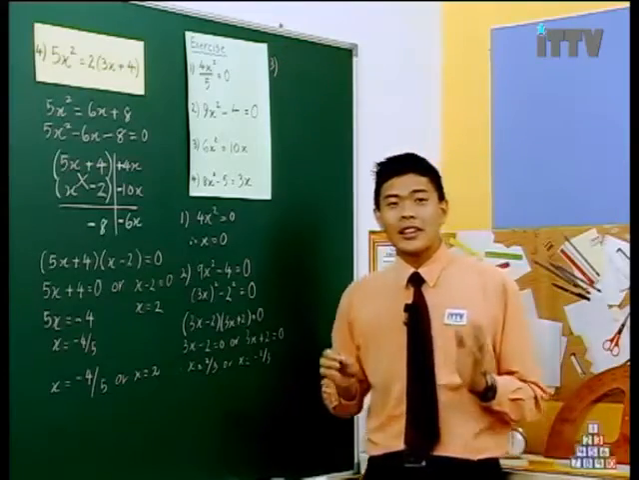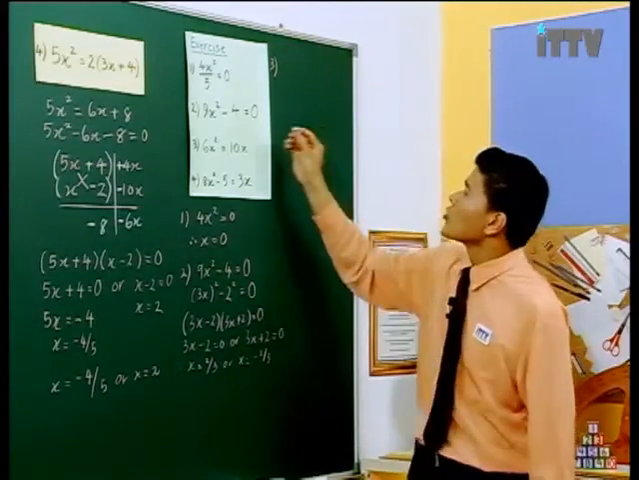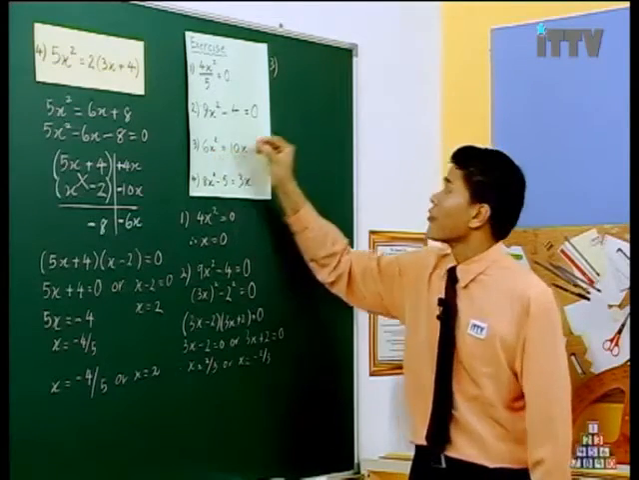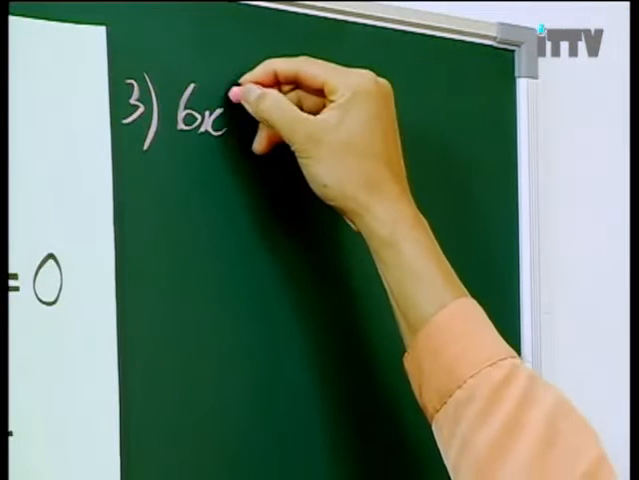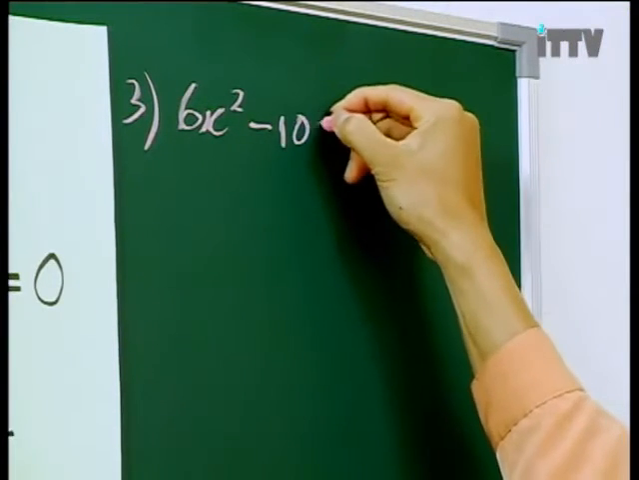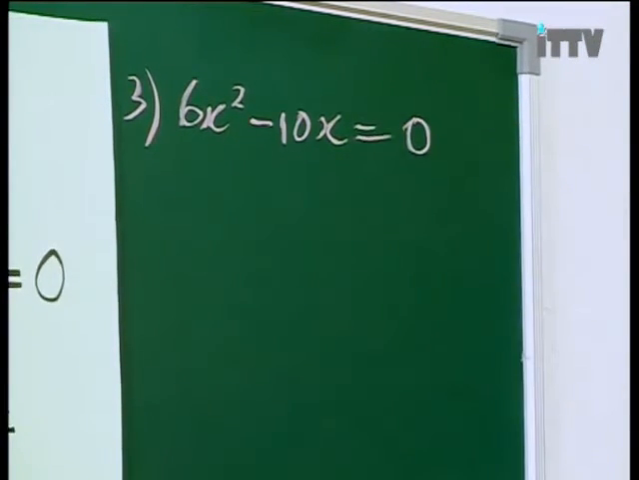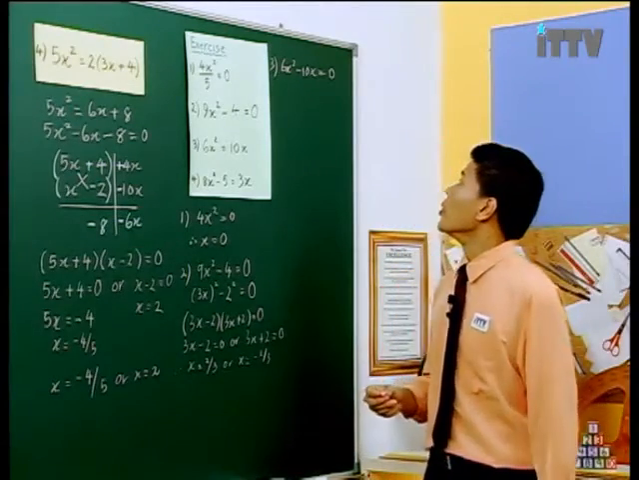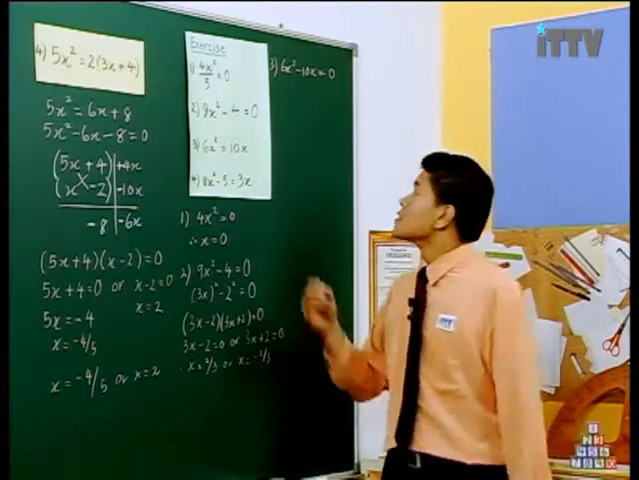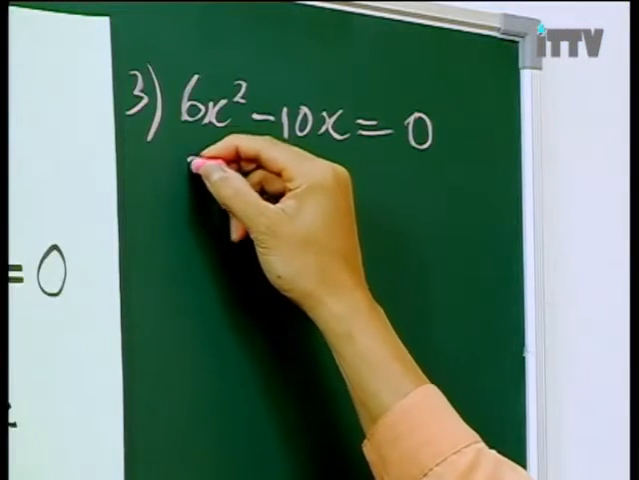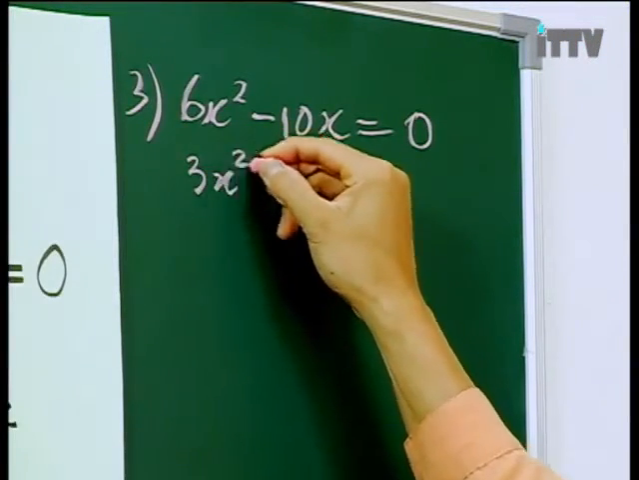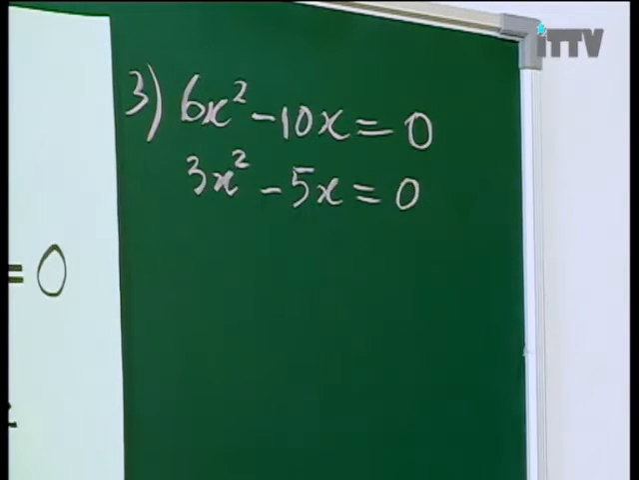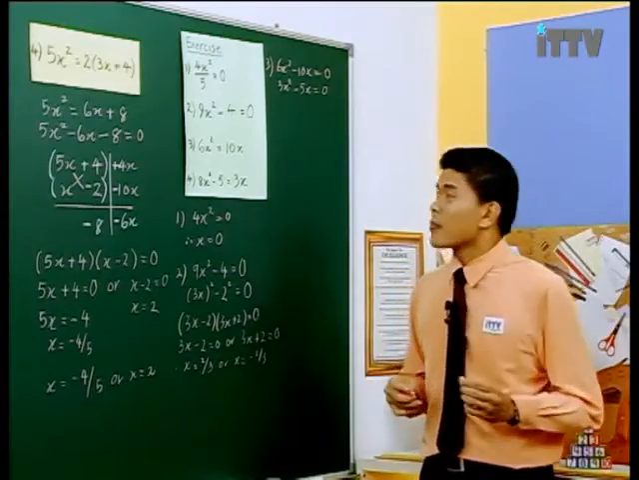Let's go to question 3 now. First of all, rewrite in general form. So 10x has to be brought to the left, and you will get 6x squared minus 10x equals 0. Next, can it be simplified? Yes, it can. Both are multiples of 2. So 6x squared divided by 2 gives 3x squared, and 10x gives 5x. You can only divide by the number, not by x.